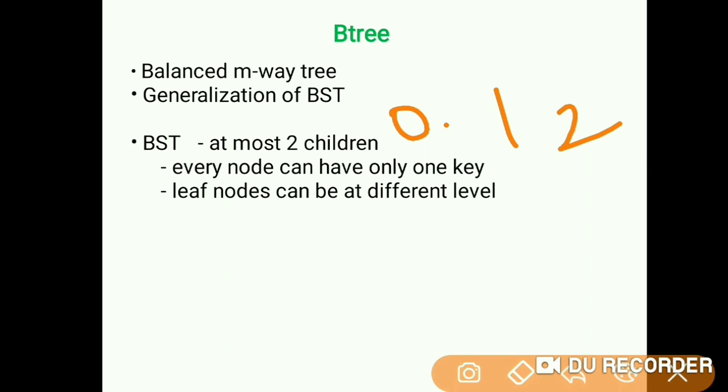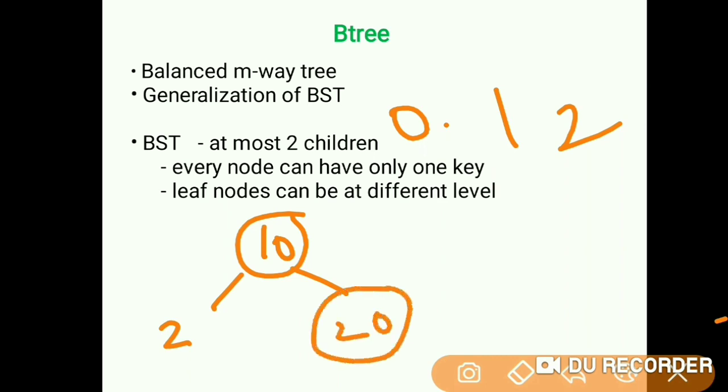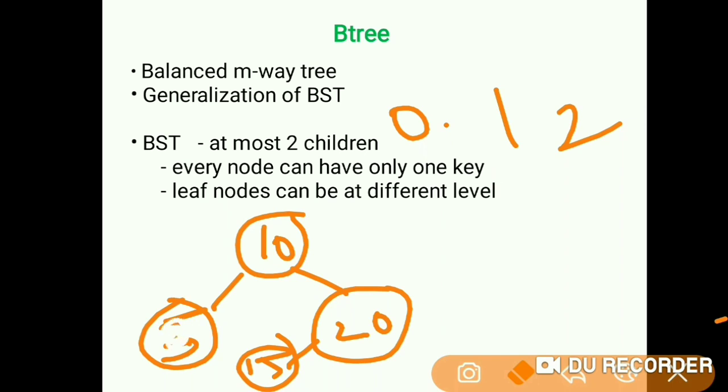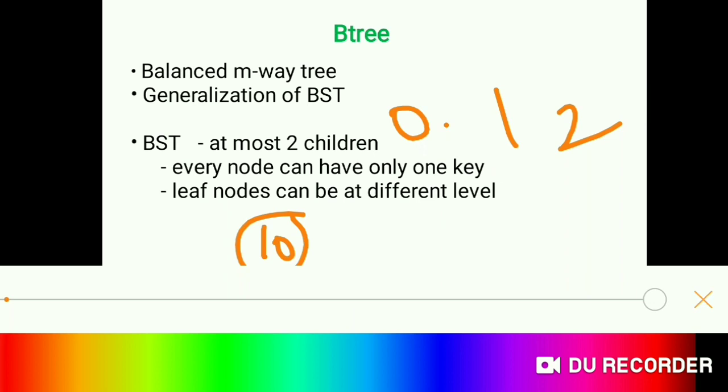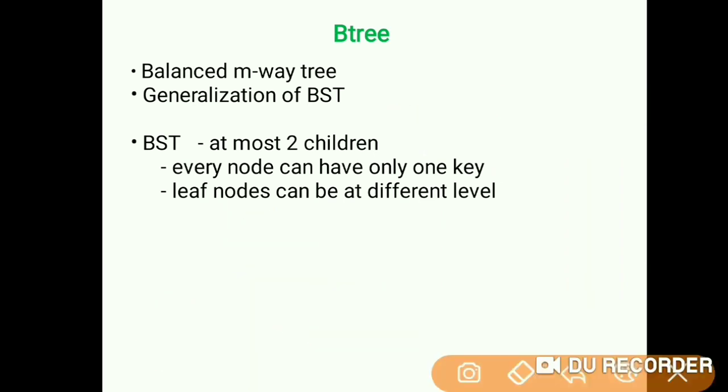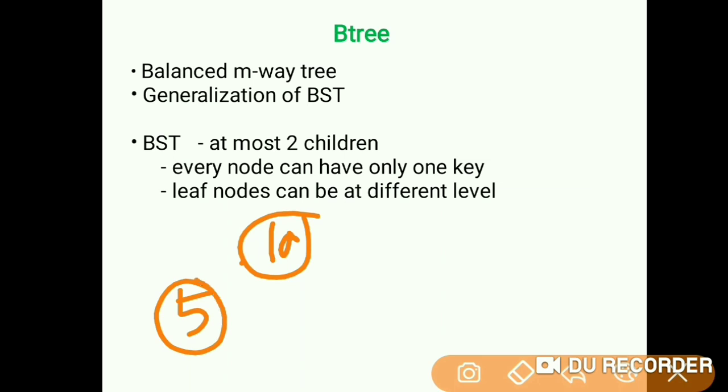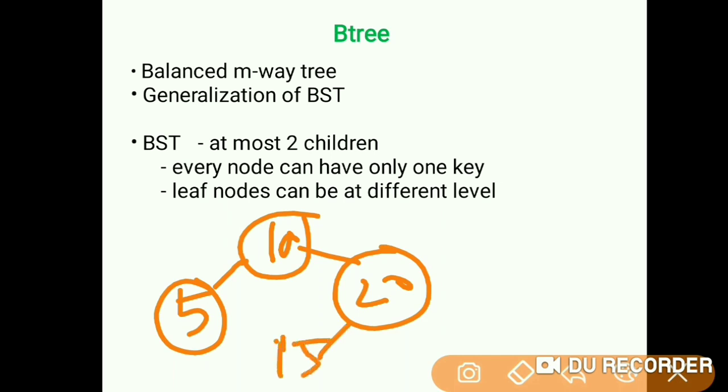Now let's take an example, we have the keys 10, 20, 5 and 15. How do we draw? 10 will be our root, 20 will be on the right side as it is a BST, then 5 will be on the left side. Okay, I'll draw it again. The 10 is our root, the 5 will be on the left side, the 20 will be on the right side and 15 will be left of 20, right?